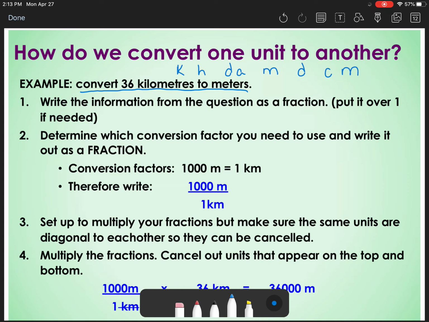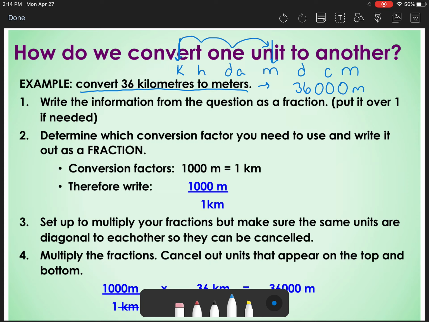Okay, so method 1 is remembering that staircase. If I have to go from kilometers to meters, that means I have to go right 1, 2, 3 times. Therefore, I would move my decimal 1, 2, 3 times. Okay, that's method number 1, and it will work many times for distance.